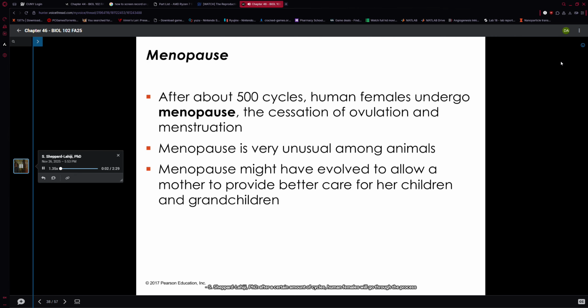After a certain number of cycles, human females will go through the process of menopause. And menopause is essentially cessation of ovulation and menstruation for at least 1 year. And the thought is that it might allow for the mother to provide better care for her children and grandchildren. I'm not one for speculating without any type of concrete data as to why this would be the event, so I'd rather focus on it from a biological standpoint.